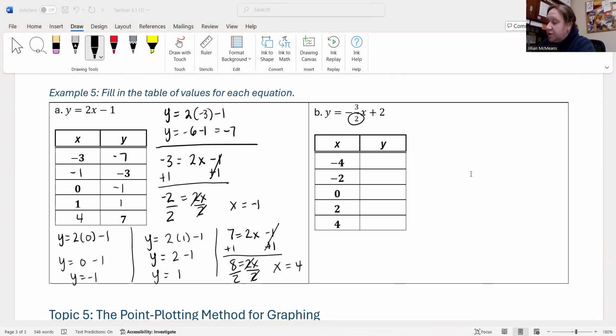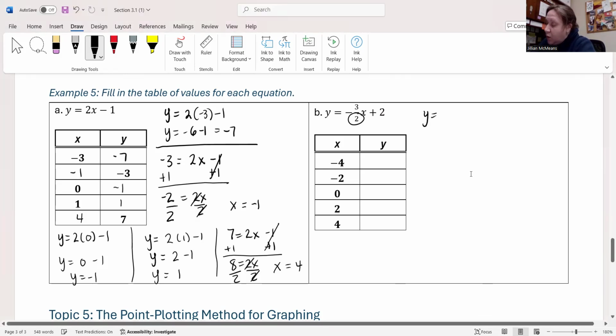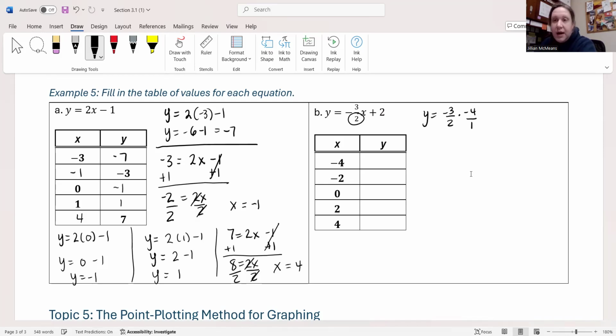Now let's get to it. So we're going to choose x to be negative 4. We'll figure out what y is. So I get y equals negative 3 halves times negative 4. I'm going to go ahead and put my negative 4 over 1 just so I have a fraction. And then I need to add 2 to all of that.